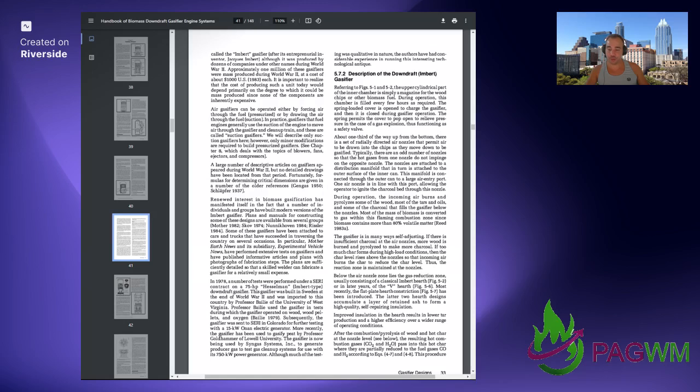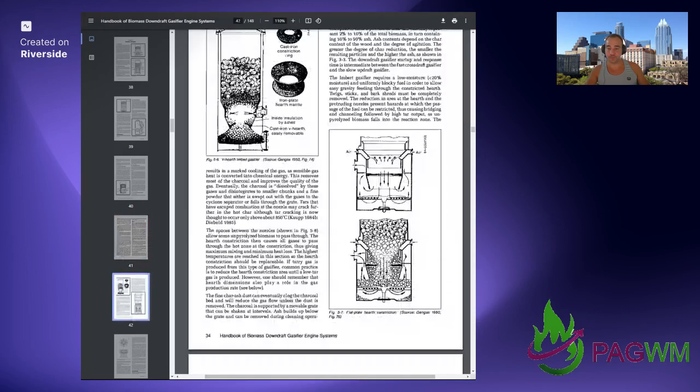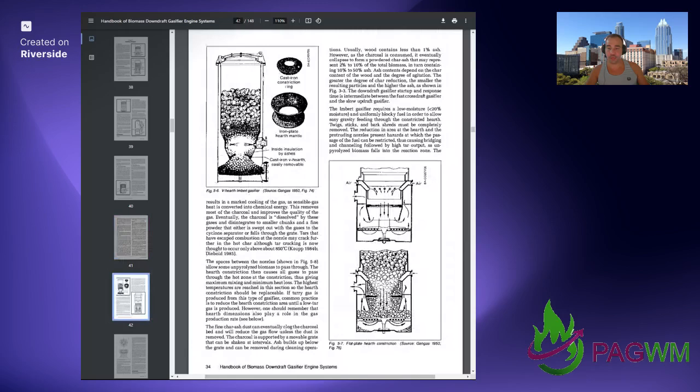After the combustion and pyrolysis of wood and hot charcoal at the nozzle level, the resulting hot combustion gases, CO2 and H2O, pass into this hot char, where they are partially reduced to fuel gases, carbon monoxide and hydrogen. This procedure results in marked cooling of the gas, as sensible gas heat is converted into chemical energy. This removes most of the charcoal and improves the quality of the gas.